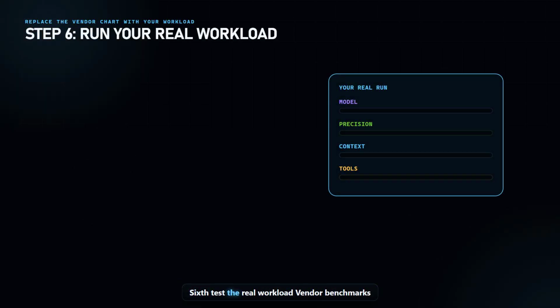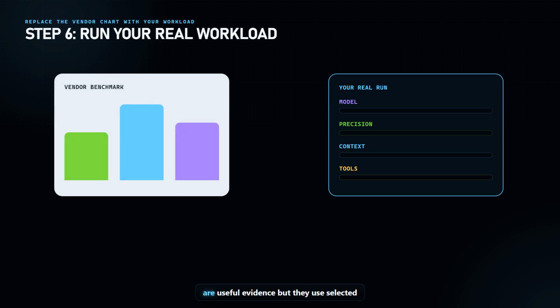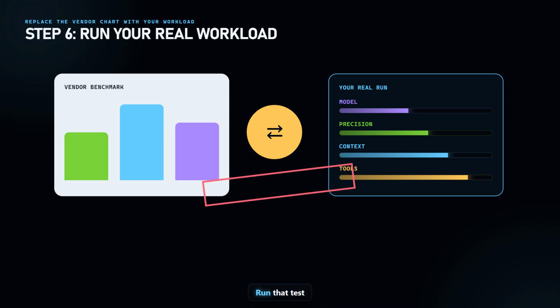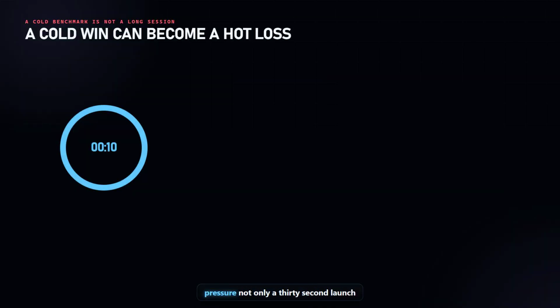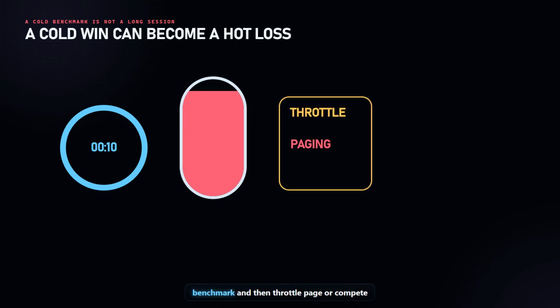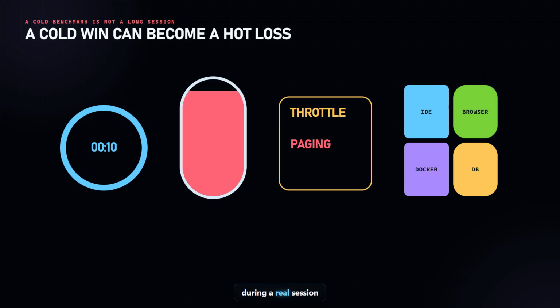Sixth, test the real workload. Vendor benchmarks are useful evidence, but they use selected models, precisions, prompt sizes, and software versions. Your codebase, cache, batch size, and runtime can reverse a chart. Run that test long enough to see heat and memory pressure, not only a 30-second launch. A machine can post an excellent cold benchmark and then throttle, page, or compete with the rest of your development tools during a real session.